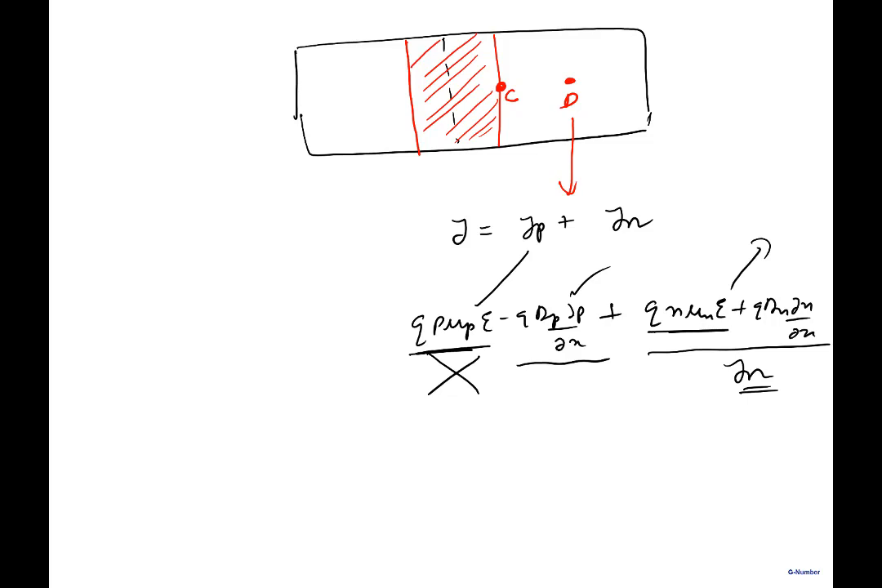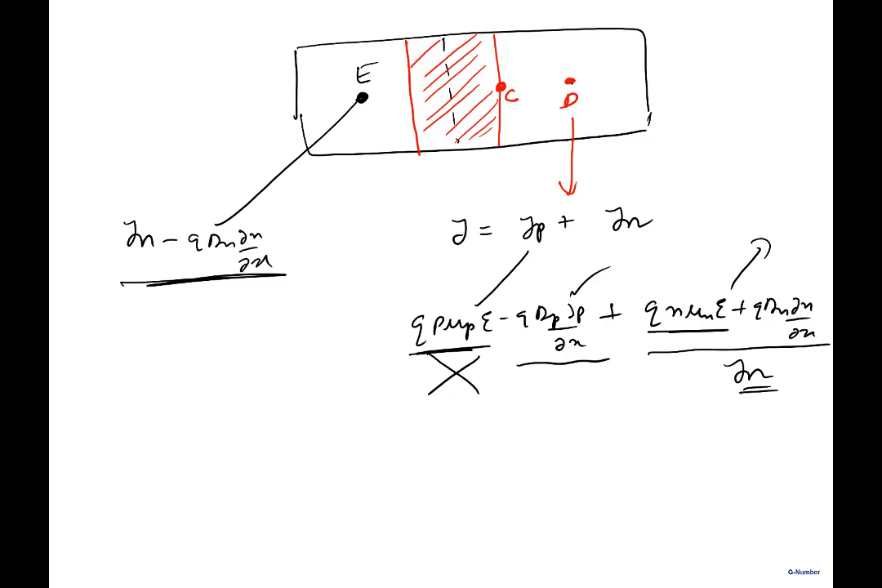Well, you can't compute Jn, but you know that if I go in this region, the Jn in this region would be Q Dn del n by del X. So that may be easier to compute. It doesn't involve electric field. So you say, well, I can compute Jn here, but I need Jn at D. So what is the difference between Jn at D and Jn at E?